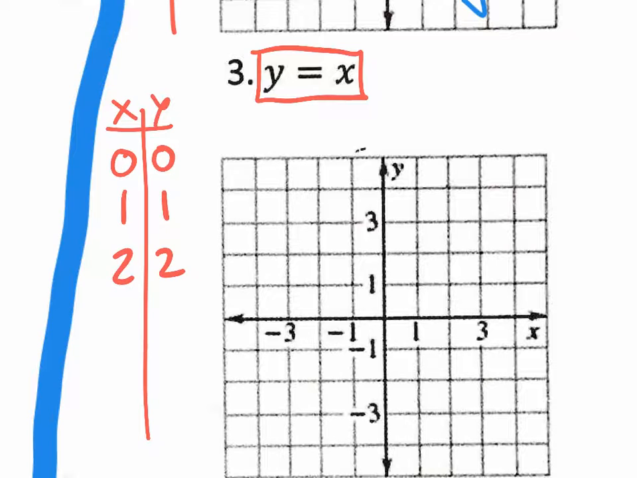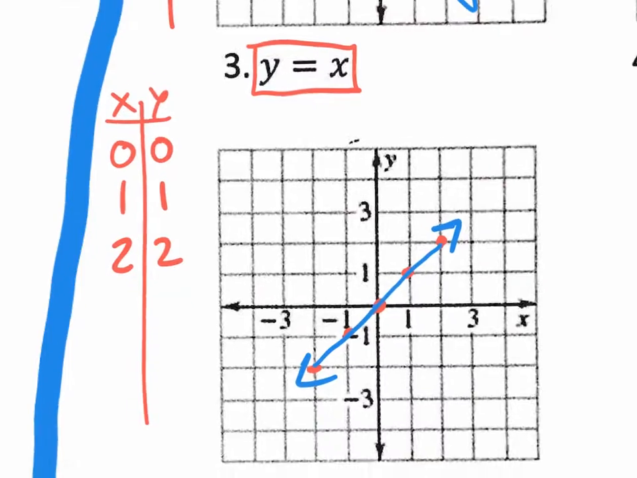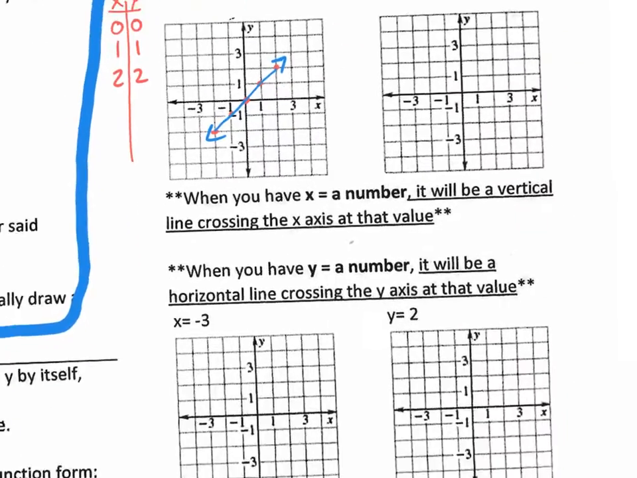So what kind of line do we get? We get 0, 0, 1, 1, 2, 2. It's just a diagonal line going right through the origin, right? Put an arrow there. If you wanted to, you could go with the pattern that way. But that's it. Easy peasy. Now let's jump to something interesting down here.